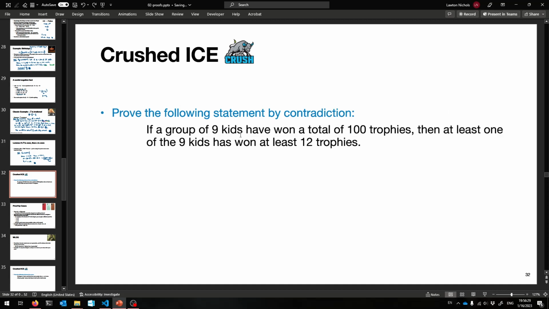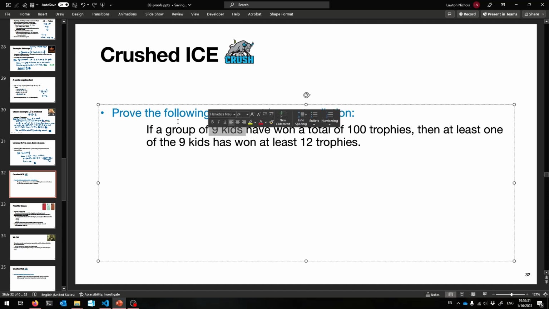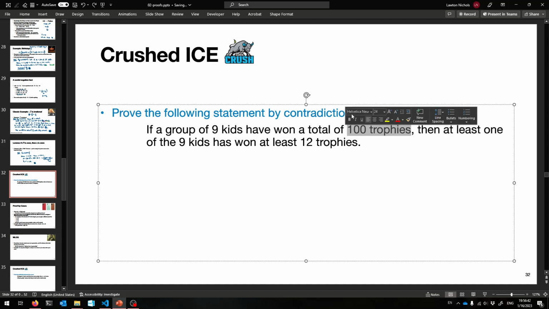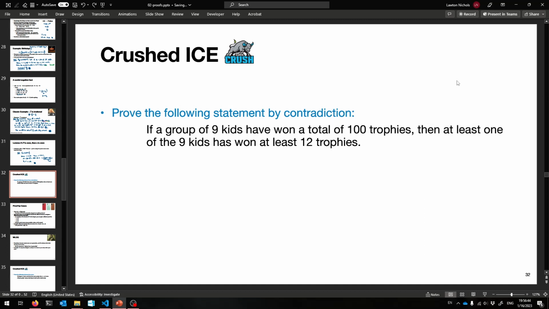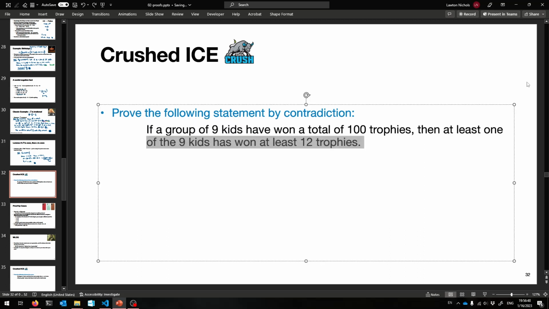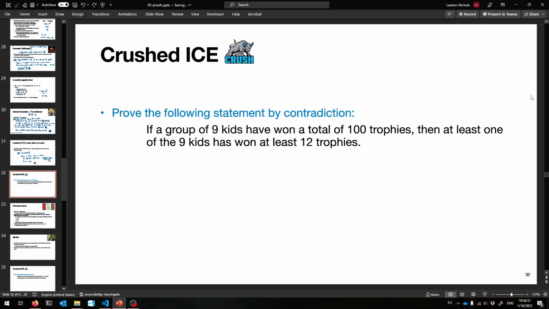So if 9 kids are very good at whatever they're doing, you grab a group of 9 kids who are competing in sports or something, and they have 100 trophies shared between them in some way. They each won one of those trophies. Then at least one of those kids won at least 12 trophies. Okay, so this is going to come from contradiction. See if you can figure it out. So you're going to negate this entire theorem and prove it.